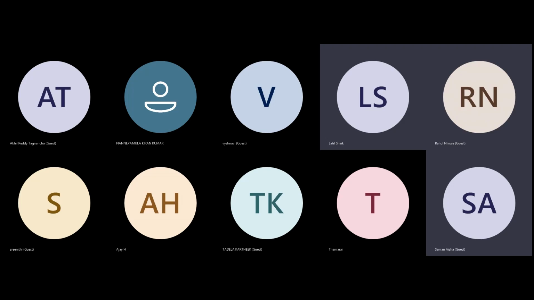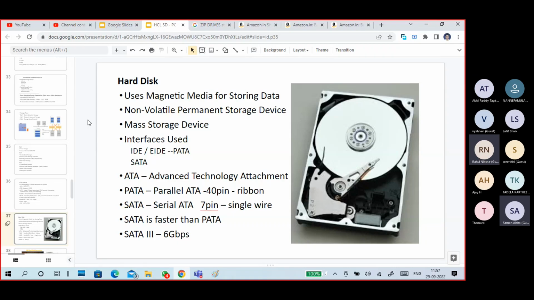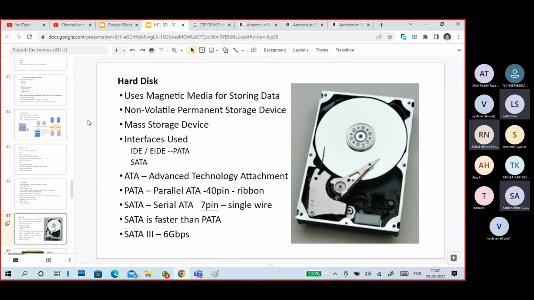Still, data will be there in the device, right? In the device, data will be there, okay, even if power is off. That is a non-volatile memory. So, of course, your hard disk is also a non-volatile memory type. It is a magnetic media, but not like tape drives. It's not a direct tape drive type. It works in a different pattern.